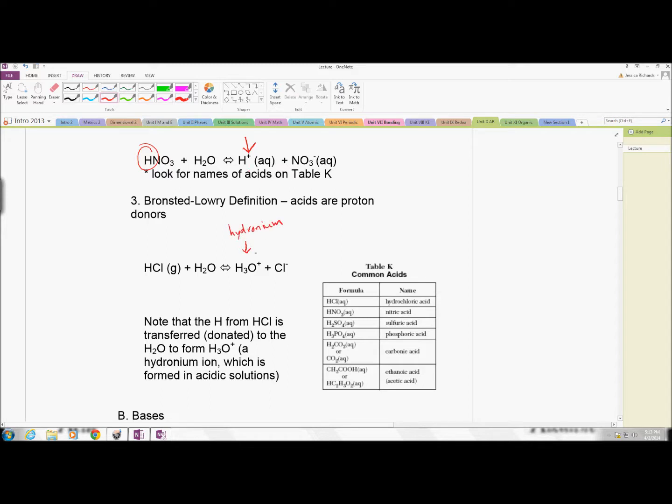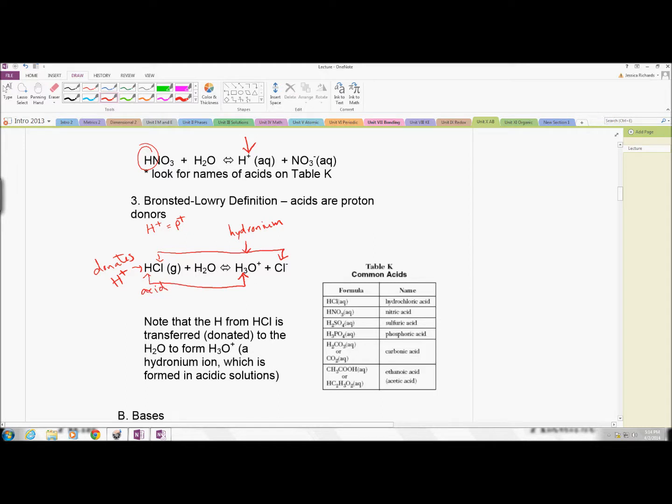Instead of saying it's H plus aqueous, we're going to look at where that hydrogen goes. Where does the proton go? Remember, H plus is the same thing as a proton. So if I have HCl and water, I end up with H3O plus. So this hydrogen went to this water, and the chlorine is left over here. So this HCl donates the H plus to the water. That makes it a proton donor, and it makes it an acid.